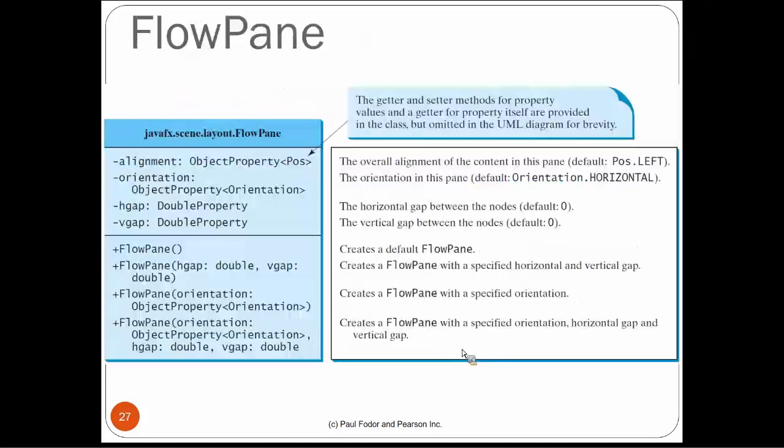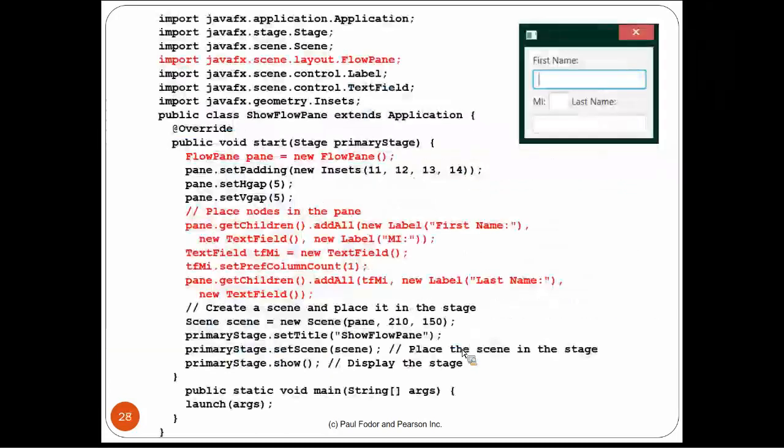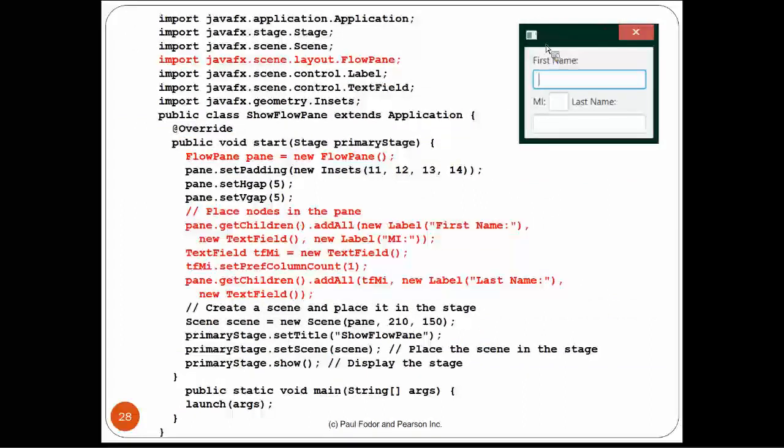So flow pane basically allows us to put elements on a one-by-one basis, as long as those elements are put one after another in the width of the current row, otherwise it goes to the next row. So let's assume that we want to develop a graphical user interface that asks a person for the first name, last name, and it may have a button for OK.